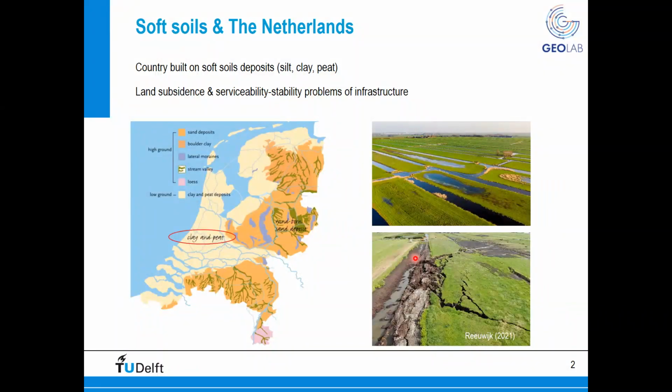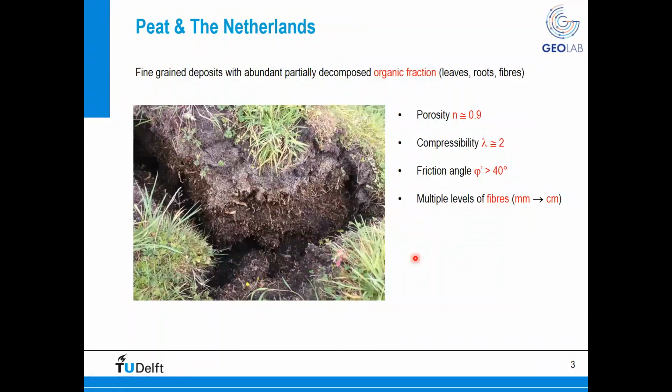One of the trickiest problems in the Netherlands is the behavior of peat. For those of you who might not be familiar with peat, it's an organic soil, especially composed of partially decomposed organic matter, in particular leaves, roots, and fibers. You can see here multiple levels of fibers in the picture. Peat is an exceptional material because it has a porosity of 90%, so basically it's almost pure water. It's extremely compressible, so lambda upon isotropic compression is at least 2. But at the same time, even though it's so compressible, it has a very high friction angle, at least above 40 degrees. And as I mentioned, it has multiple levels of fibers, which can range from a few millimeters to a few centimeters long.